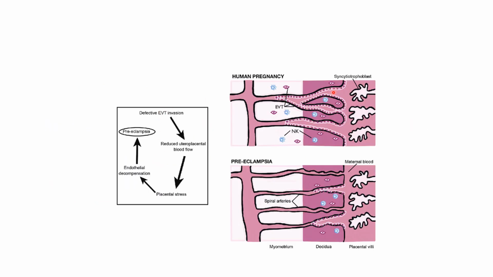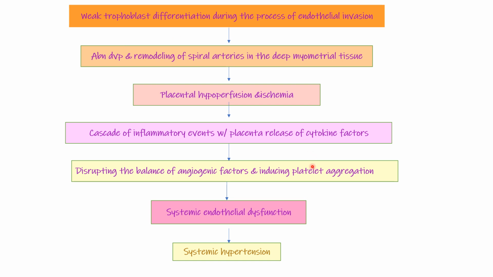So just as a repetition, we say the pathophysiology is caused by inadequate invasion of the cytotrophoblastic cells in the spiral artery, resulting in high resistance uteroplacental circulation. When you have reduced uteroplacental circulation, you're going to have ischemia, and that ischemia is going to produce toxins. These toxins enter the bloodstream, causing inflammation, increasing permeability, and also coagulopathy.